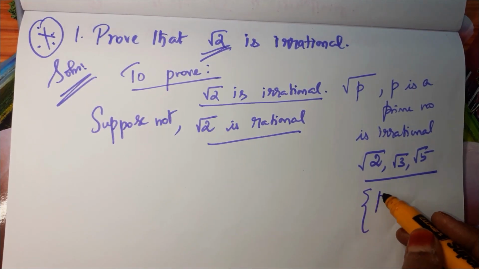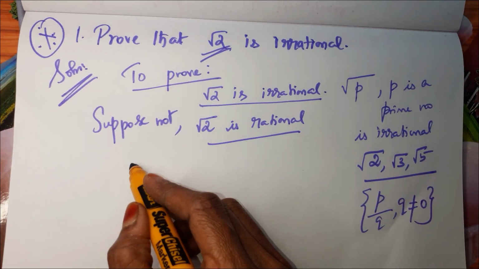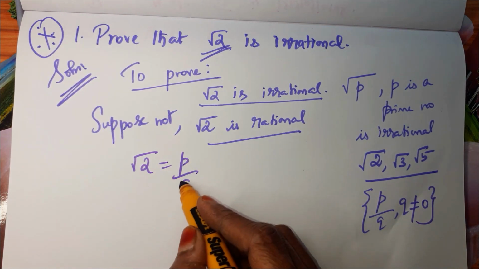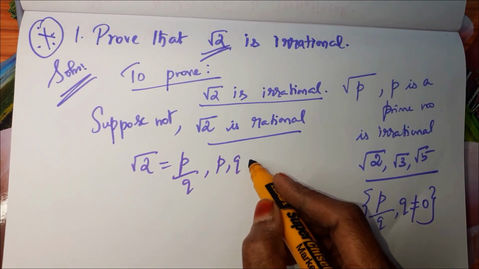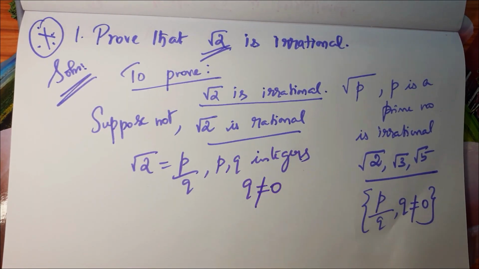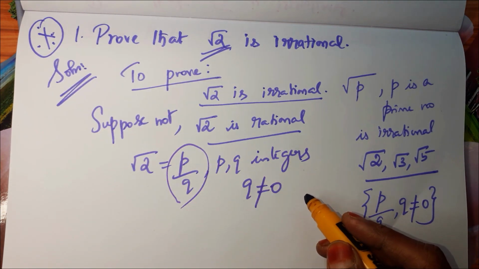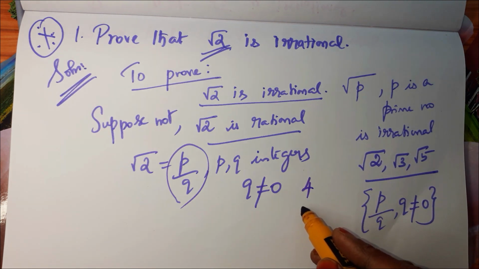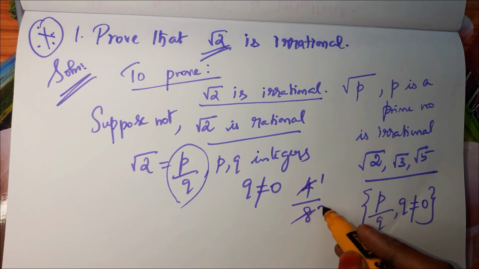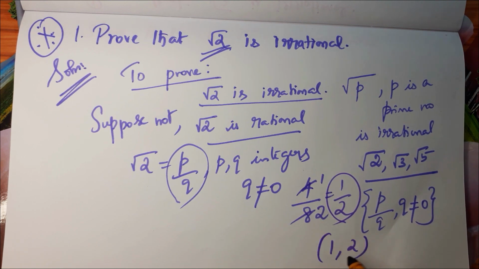Already we know that any rational number is of the form p by q where q is not equal to 0. Am I right? So root 2 can be written as p by q where p and q are integers with the condition q is not equal to 0. So p and q may have a common factor other than 1. For example, if I take the fraction 4 by 8, both have 4 as a common factor. After cancellation, we get 1 by 2. Right? What is the common factor of 1 and 2? It is 1.